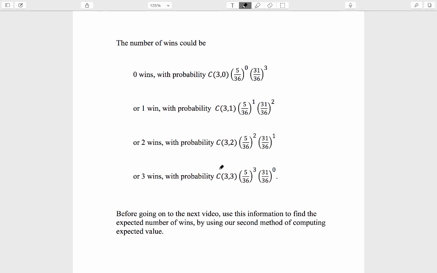This expression right here is really just 5 over 36 to the third, because 3 choose 3 equals 1, and 31 over 36 to the 0 equals 1. So we could just write 5 over 36 to the 3, but it is a really good idea to write all of this out to be in the same format as the other expressions. Before going on to the next video, use this information that we've just written down to find the expected number of wins by using our second method of computing expected value.